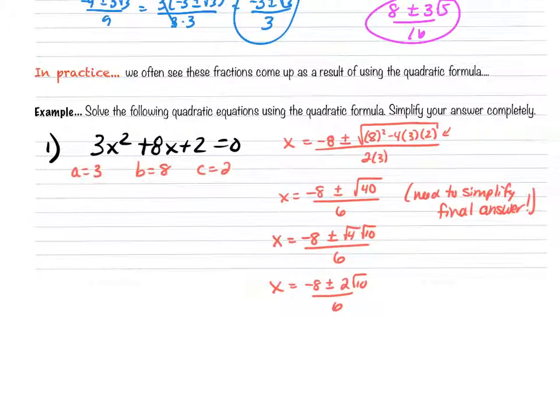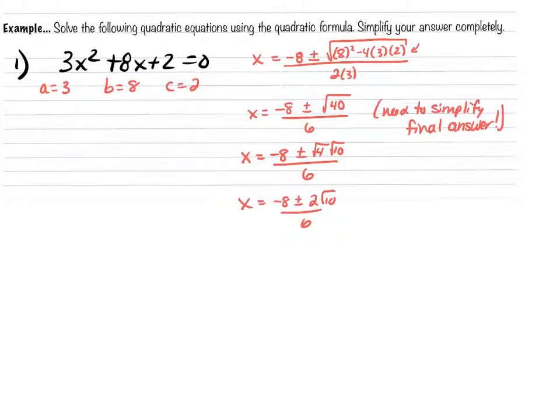And then from here, I can now try to factor the numerator. So on top, I could factor out the number 2 and get negative 4 plus or minus the square root of 10. And on the bottom, I could rewrite the number 6 as 2 times 3. So I could cancel the 2's. So the most simplified form of my answer would be negative 4 plus or minus the square root of 10, all divided by 3.